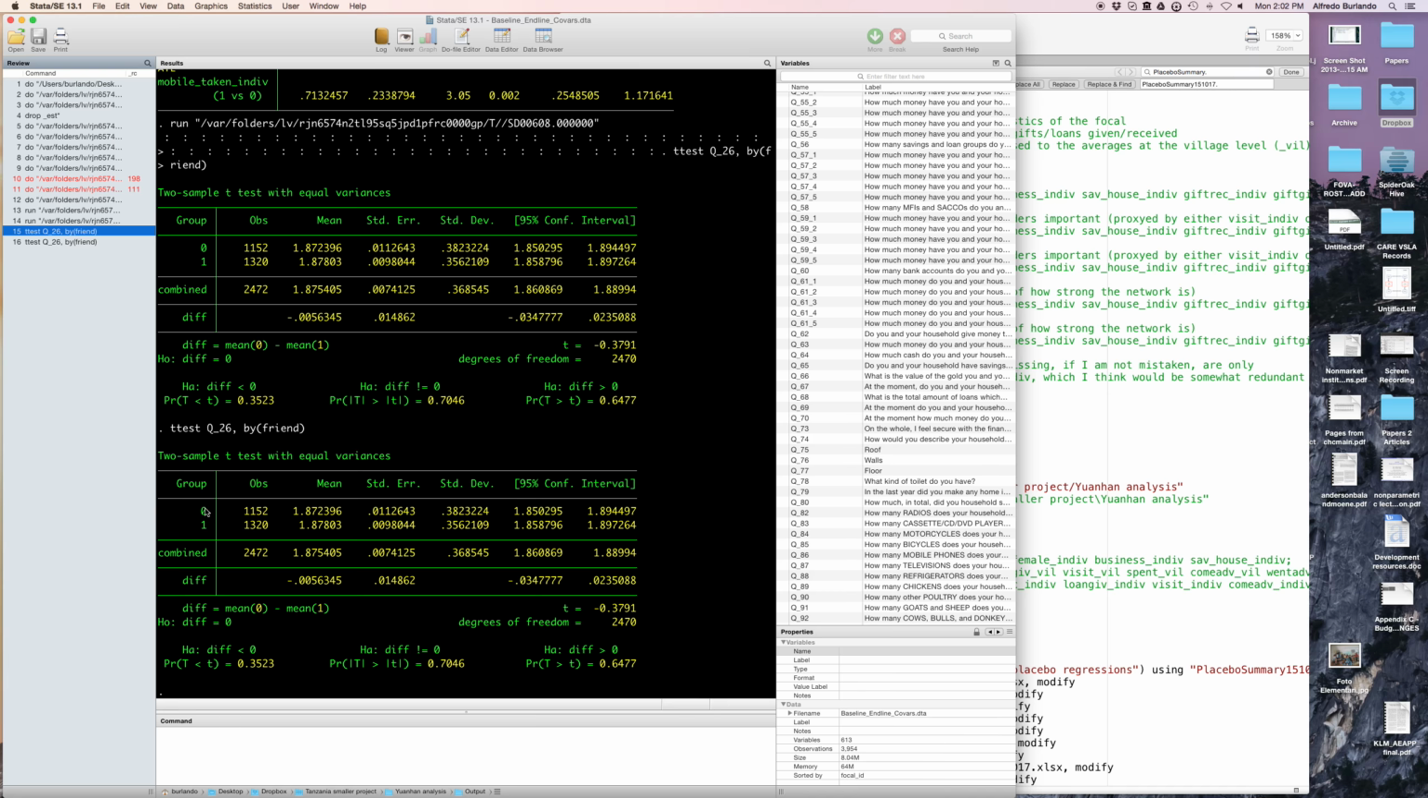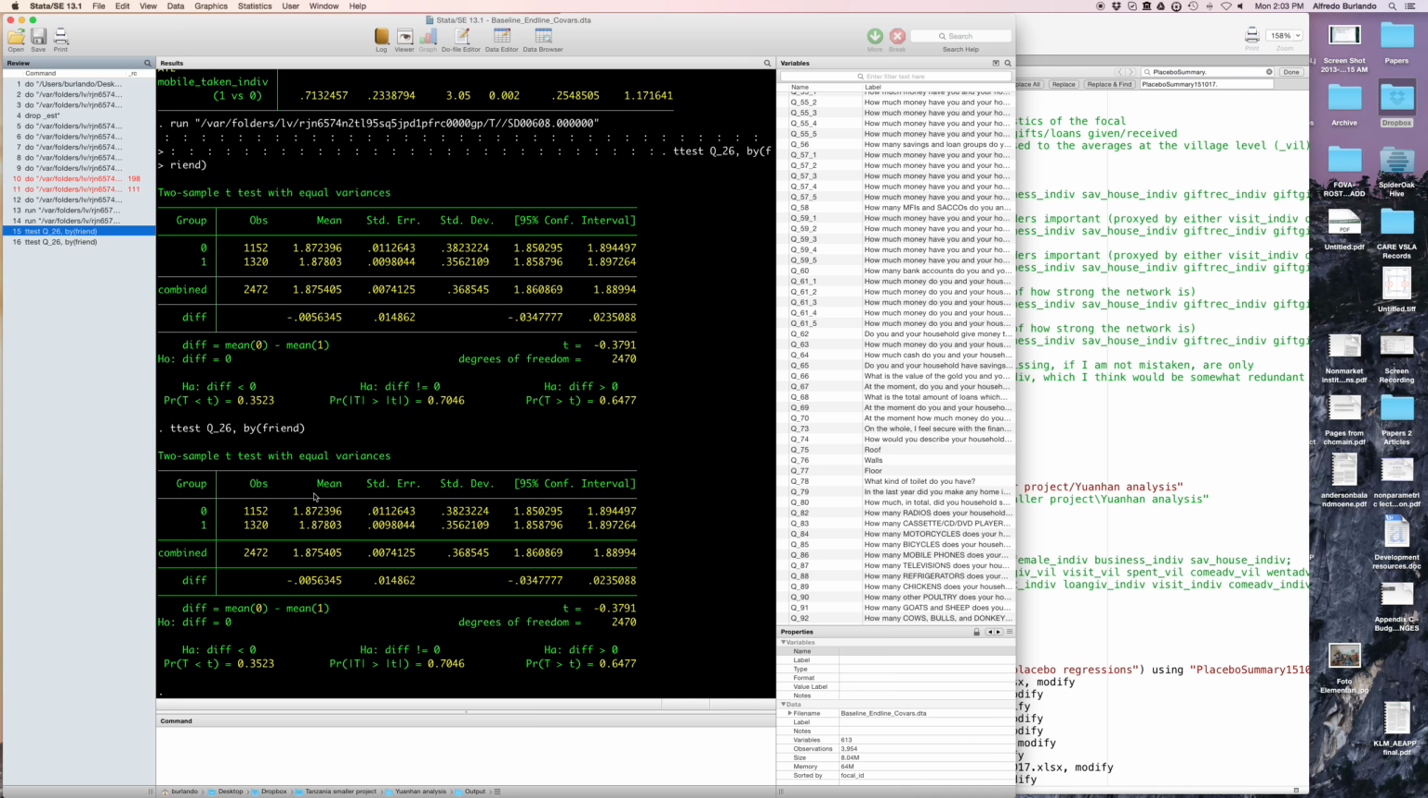So these are all the observations where friend is equal to 0, and these are all the observations where friend is equal to 1. So you can see that I have 1,152 observations that are not friends and 1,320 observations that are friends. Here I have the mean for each group and the standard error for each group, standard deviation, and so on, confidence interval, and so on.